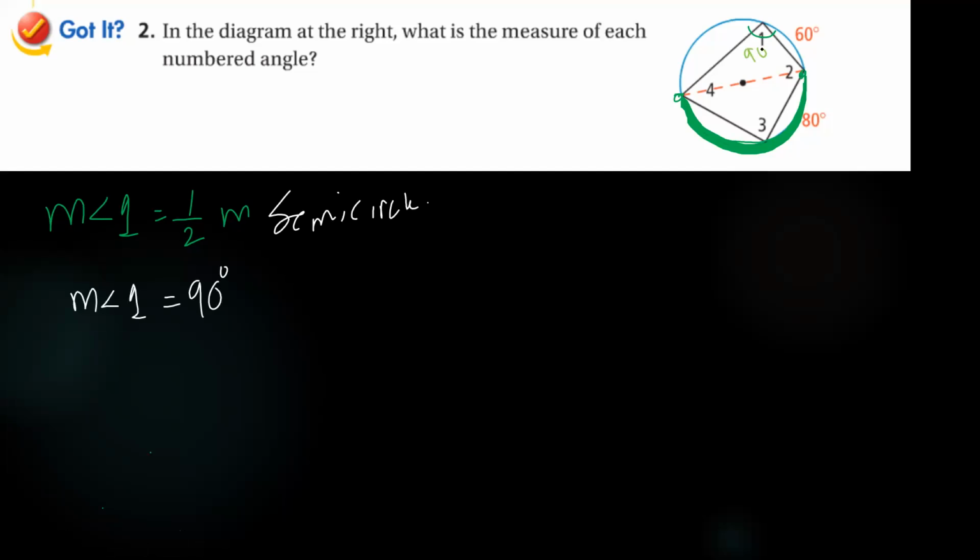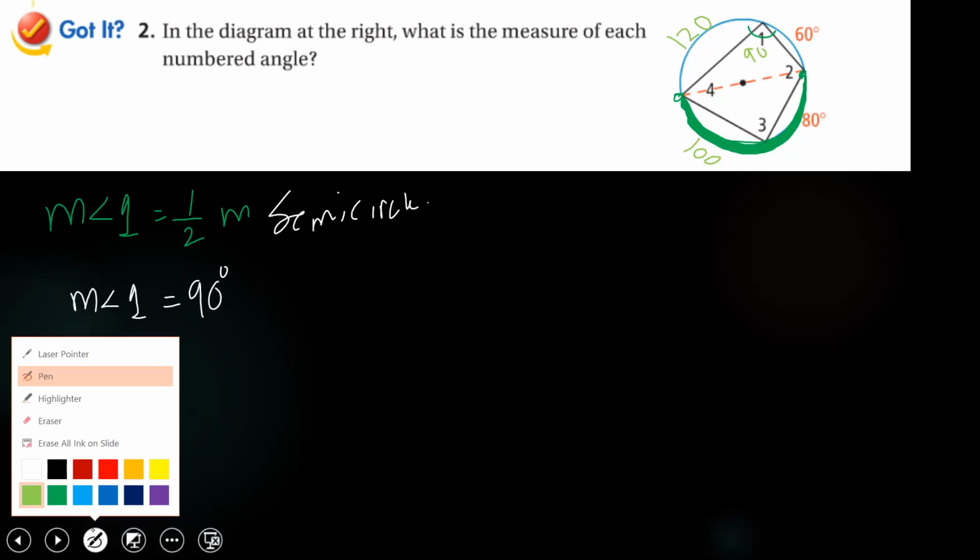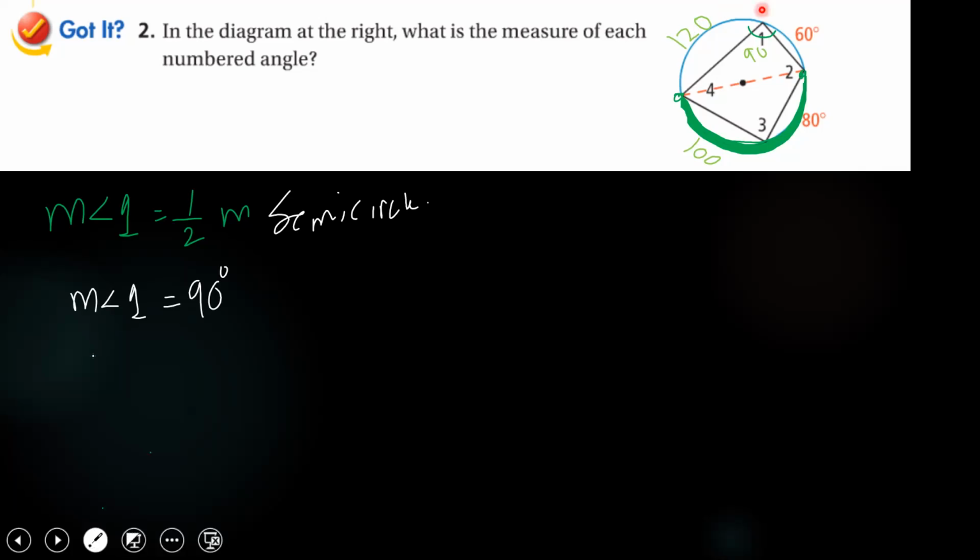Now, from here, if this is 80, this will be 100. And if this is 60, what will this be? 120. Why? Because the measure of the green semicircle is 180. So if this is 80, this will be 100. And the upper half here is also 180. So if this is 60, this arc here will be 120.